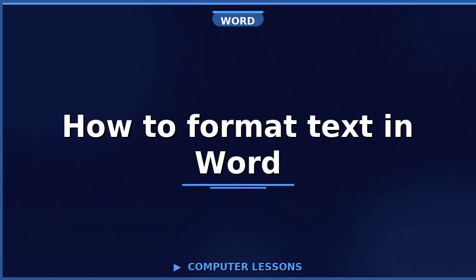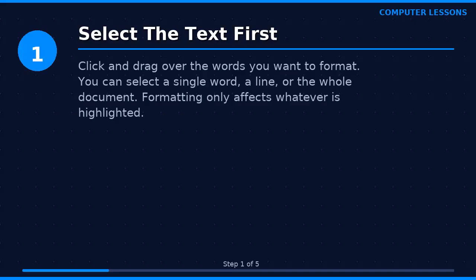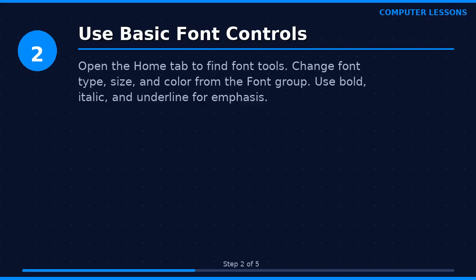We're courtside in the world of Word, and today's matchup is you versus that ugly, unformatted document. Let's get right to it. First play, selection. You don't score if you don't have the ball, and Word doesn't change a thing unless it's highlighted. Click and drag over a word, a line, a whole page, or hit Ctrl+A and grab everything. Now you're ready to run the offense.